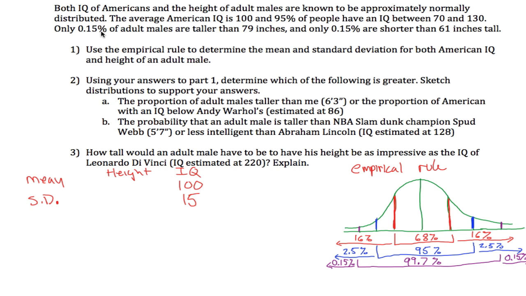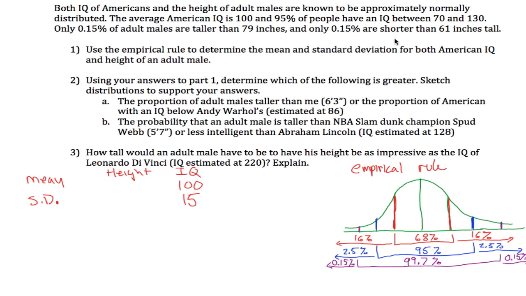Let's see, what does it tell us? Only 0.15% of adult males are taller than 79 inches, and 0.15% are shorter than 61 inches. You'll note we got 0.15 here in the empirical rule. It has to do with 3 standard deviations.